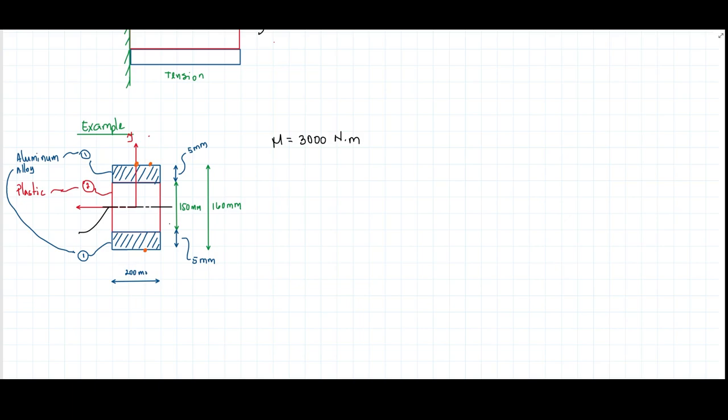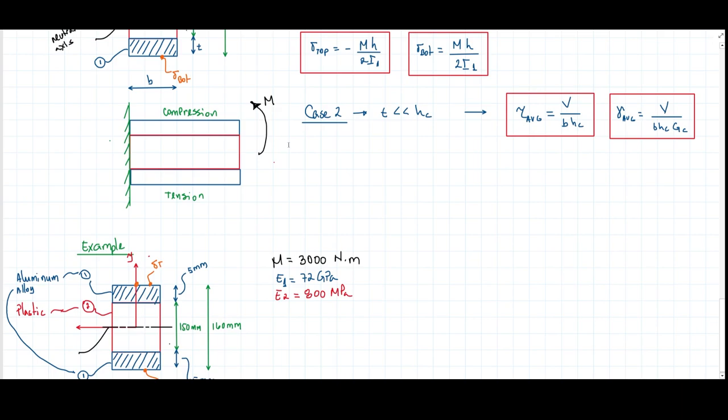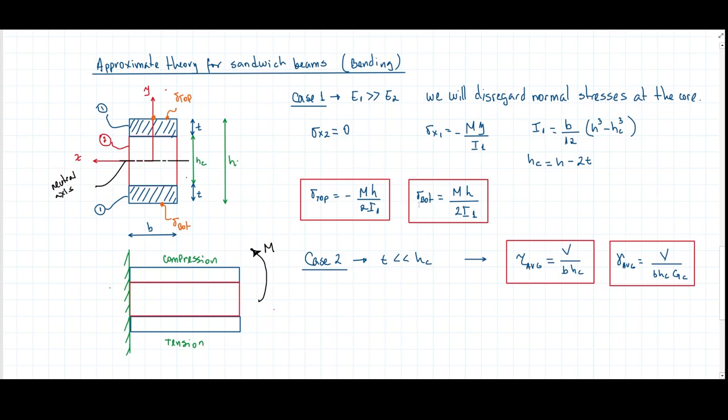We're going to consider that the modulus of elasticity of the aluminum alloy that we're going to use here is 72 gigapascals. And for the plastic core, it's going to be 800 megapascals. The question to answer is, how much is the stress at the top, and how much is the stress at the bottom, using the general theory for composite beams and the approximate theory for composite beams. And we're going to see what the differences are.